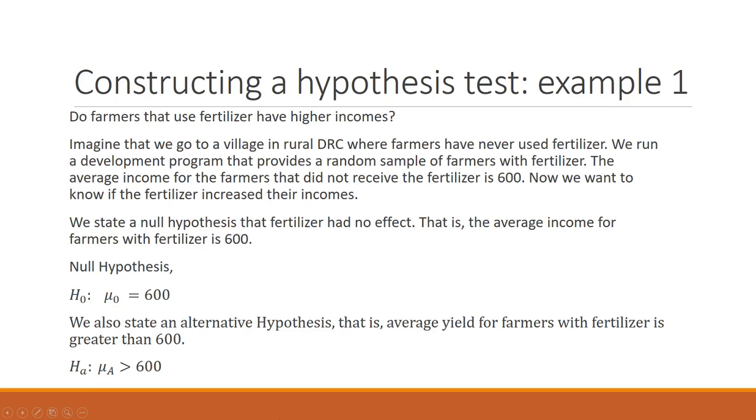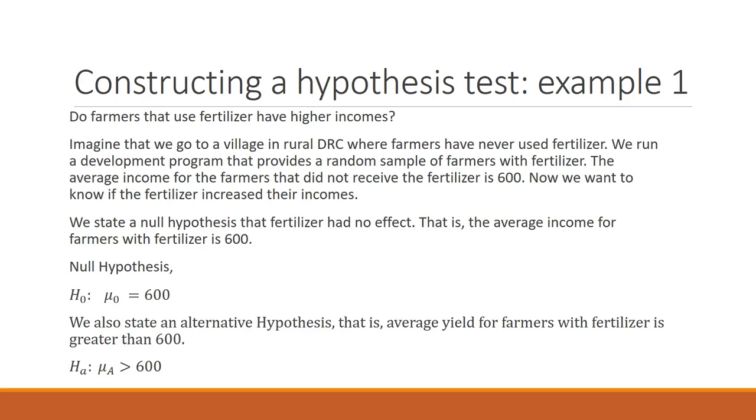But now let's give an example and let's make sure that we have our intuition clear before we go into actually performing the hypothesis test. So, using our example, do farmers that use fertilizer have higher incomes? Now imagine that we go to a village in rural DRC. And in this particular village, farmers have never used fertilizer. Okay, that may or may not exist. I'm sure that farmers in DRC, even really rural DRC, have used fertilizer. But let's just assume this.